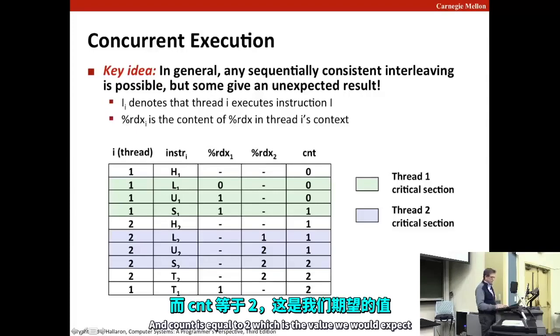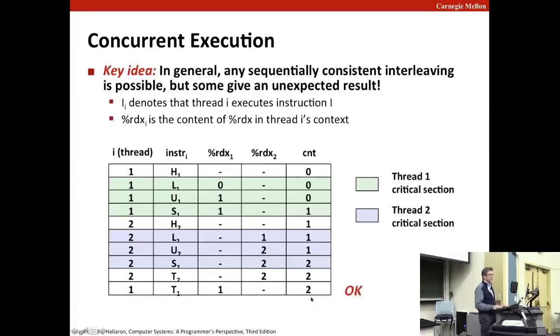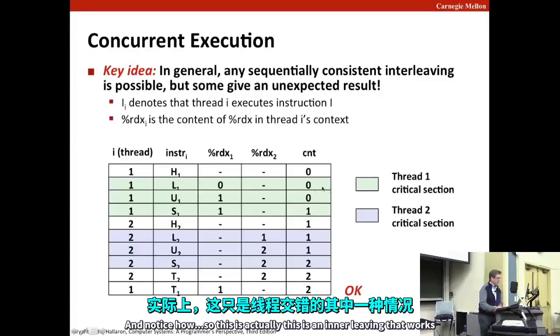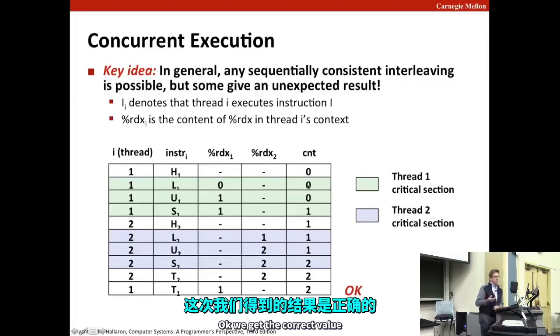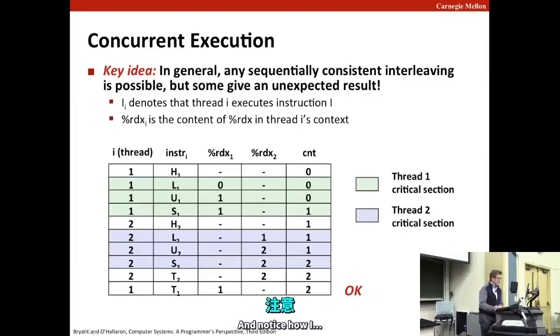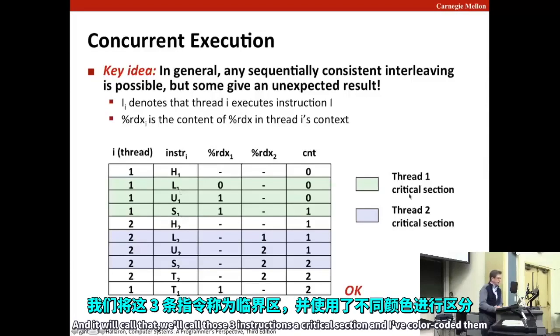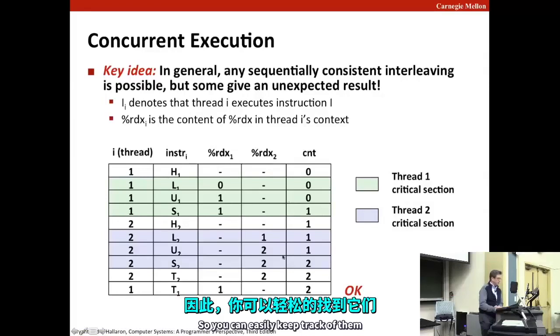And count is equal to 2, which is the value we would expect. Okay, so this is okay. And notice how this is an interleaving that works. We get the correct value. And notice how I've grouped the 3 instructions that are actually involved in updating count together. We'll call those 3 instructions the critical section, and I've color-coded them so you can easily keep track of them.